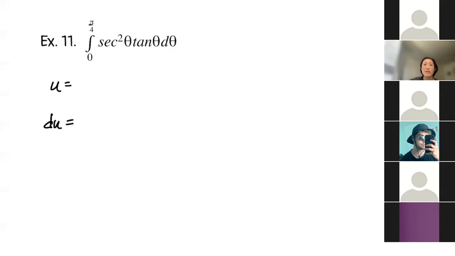Secant squared theta times tangent theta. What are our guesses? They do look fancy. I like that word. Fancy sounds nicer than scary. Right? But let's think about this for a moment. Do we see a function and do we see its derivative? Like that's really what it boils down to. Do we see a function and do we see its derivative?